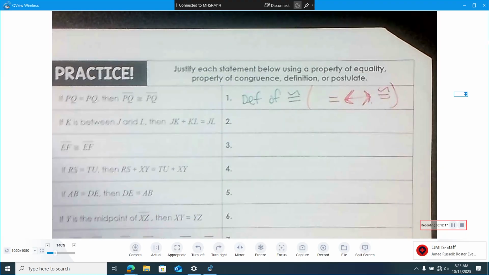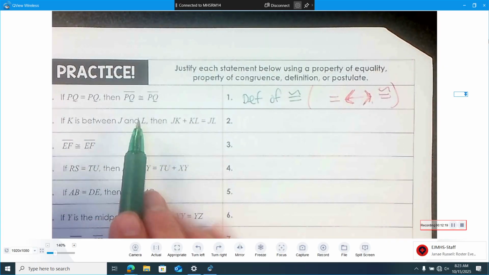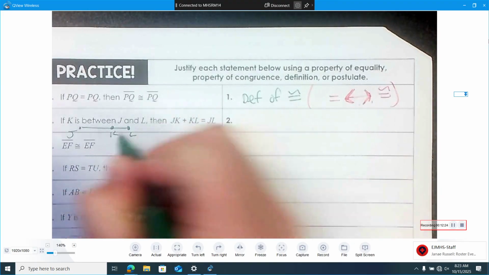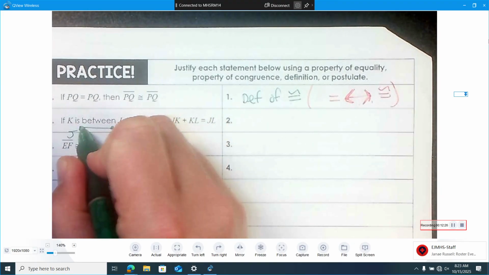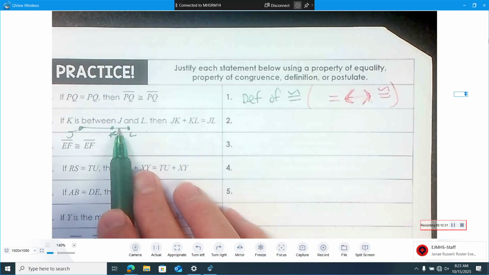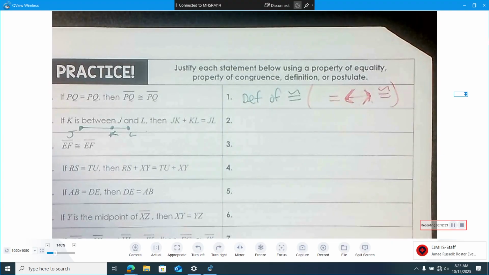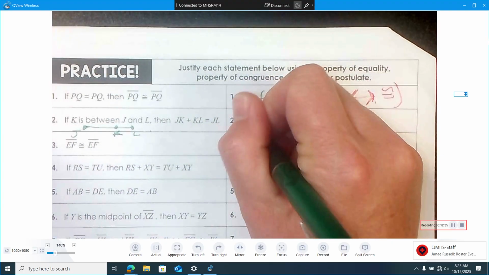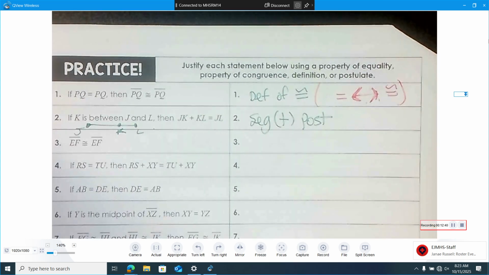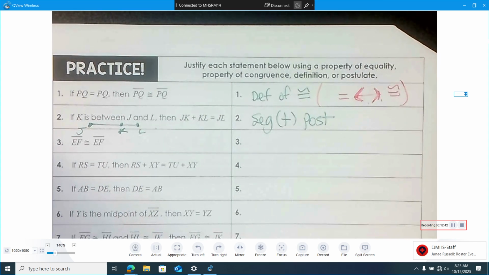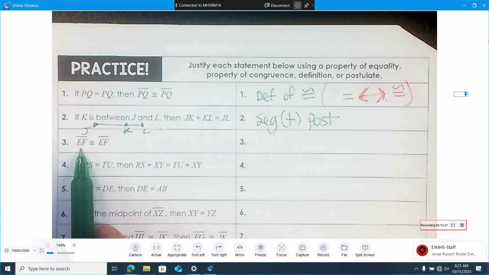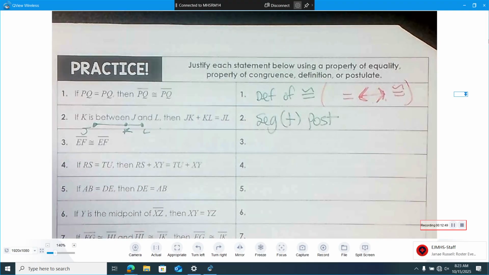All right, if K is between J and L, so we've got this J and we've got this L, and K is somewhere in between them, then how come JK plus KL is equal to JL? Segment addition postulate. All right, how come segment EF is congruent to segment EF?